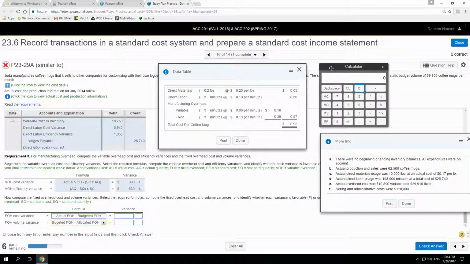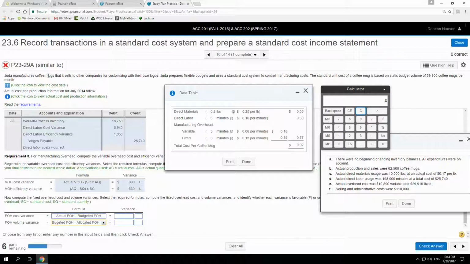And then the budgeted is going to be based on the static budget. So if you come up to the first three sentences up here at the top, 59,800. So we'll take 59,800 times, our standard for fixed overhead is 39 cents, the extended standard, 39 cents. So that would be our budgeted overhead. So our budgeted of 23,322 is less than the actual. So we're going to have an unfavorable variance. And the actual is 29,910. So let's get the difference. We got a 6,588 unfavorable fixed overhead cost variance.